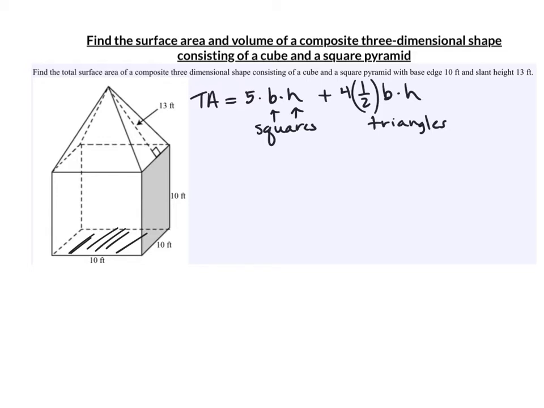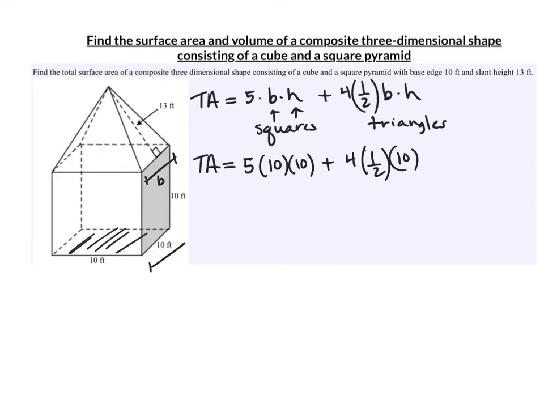So let's plug in our numbers here. Our total area is equal to, again, there are 5 squares. Each square is 10 times 10, base times height, length times width, plus there are 4 triangles. Now look at the triangle. Right here is the base of that triangle. So 4 times 1/2 times 10 is the base. It's the same as that down there. Times the height of the triangle. And the height of the triangle we call the slant height of the pyramid. It's the 13. So 4 times 1/2 times base times height. So this ends up being 500 plus 260. So that's 760 feet squared.